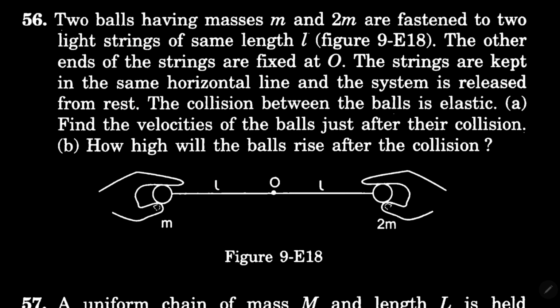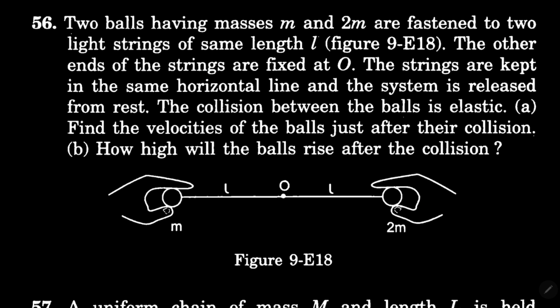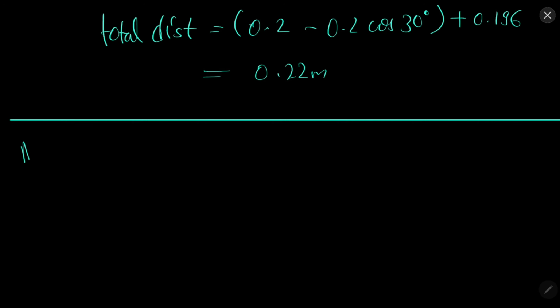In question 56 we have two balls having some mass. The other ends of the strings are fixed at O and the strings are kept in the same horizontal line. The collision between the balls is elastic. We need to find the velocities of the balls just after the collision and how high the balls will rise after the collision. So this is solution 56.